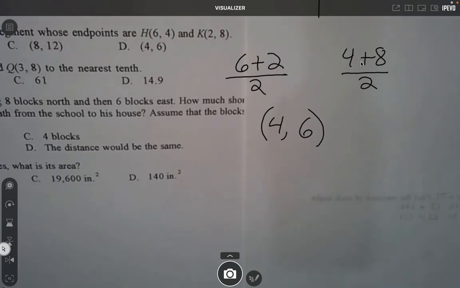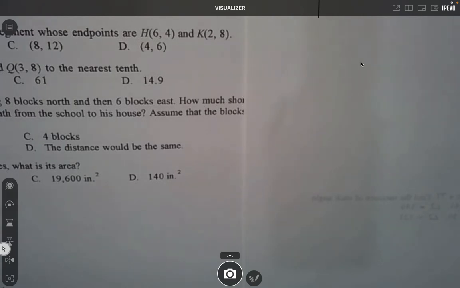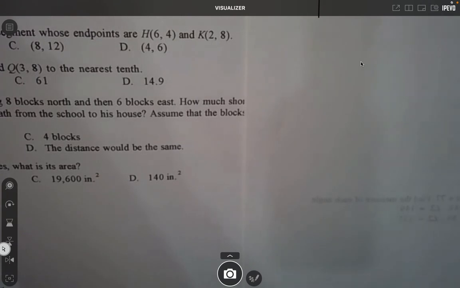Questions on that? Anybody else? That was number 18. Okay. Let's keep going. We gotta get through this. What was the answer? D? 4, 6. Yes, D. Number 16.